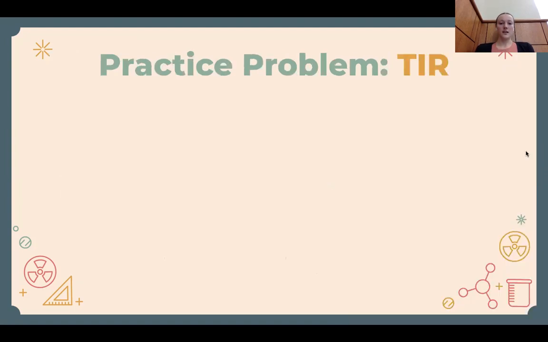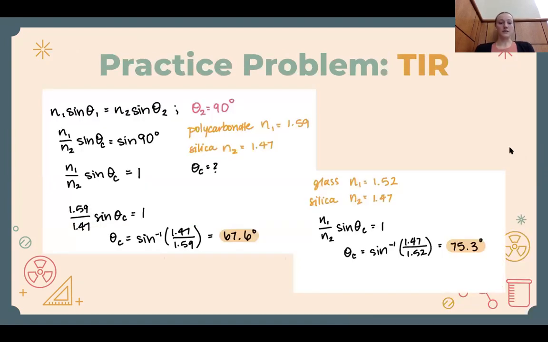So our first calculation is on total internal reflection. And here is our total internal reflection critical angle for polycarbonate. And here is our total internal reflection critical angle for glass, as N2 is the same here because the cladding is silica in both cases.